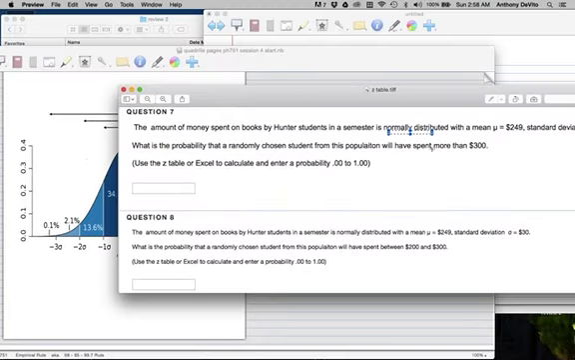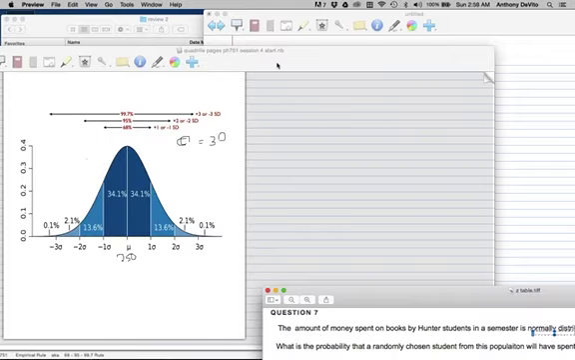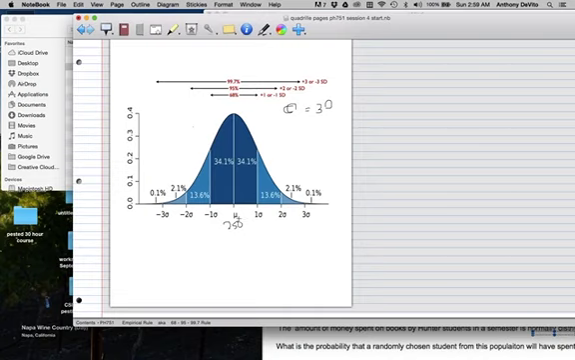What's the probability a chosen student will have spent more than $300? Let's take a look at where that's going to be. So that's going to be, let's see, $300 is 50 over 250. So it looks like it's going to be over here somewhere. How do I know that?